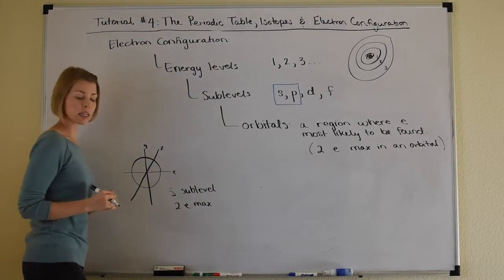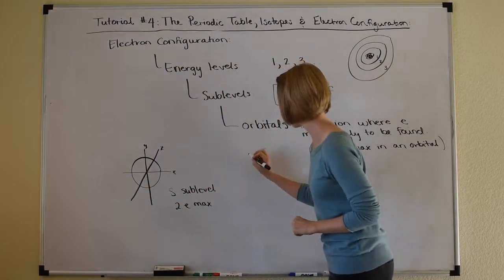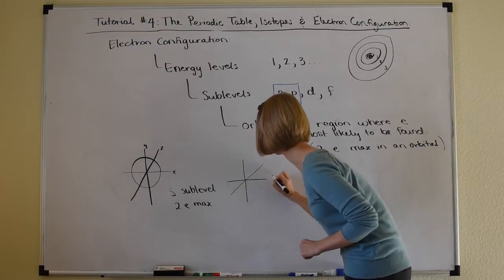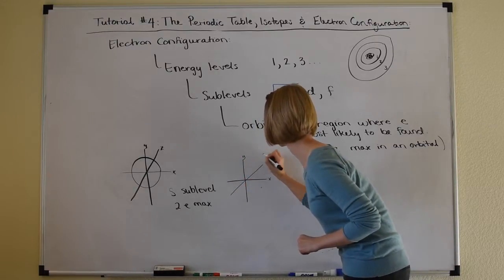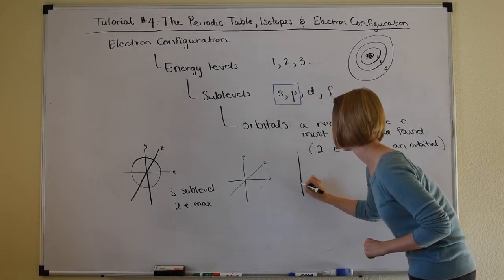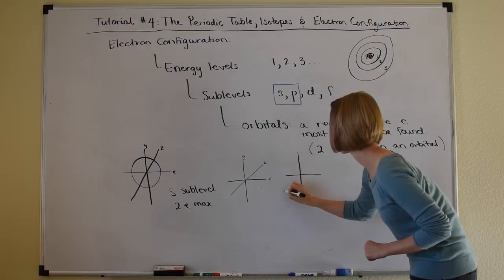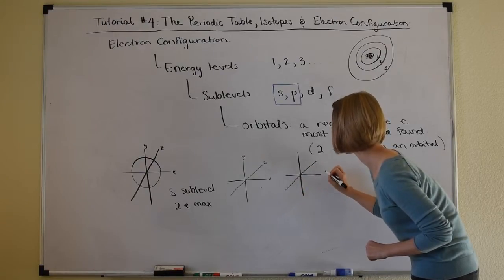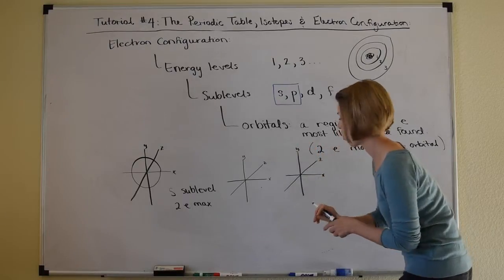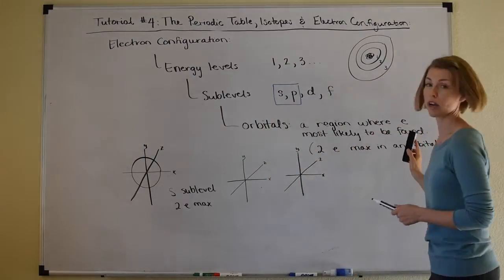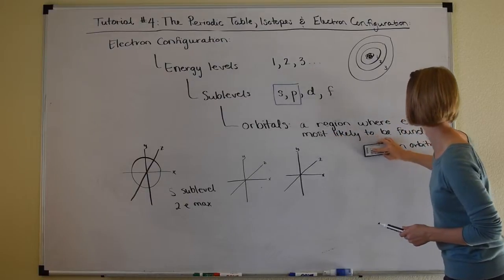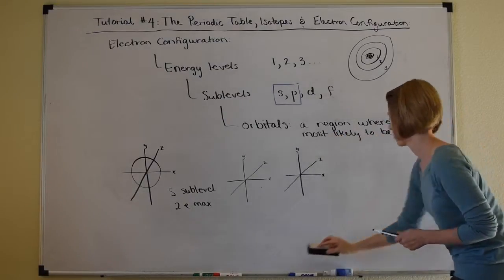The P sublevel, I'm going to draw the X, Y, and Z. And I'm going to draw it 3 times, because your P sublevel is going to have 3 orbitals, one on the X, one on the Y, and one on the Z. So I'm going to erase this just so I have a little more room here.